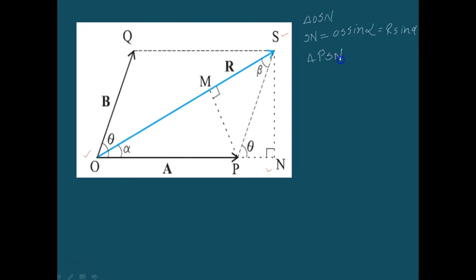PSN, we can write SN is equal to PS sin theta, where PS is given by the vector B sin theta. Okay. Therefore, we can equate these two, isn't it? That is R sin alpha is equal to B sin theta. So R by sin theta is equal to B by sin alpha.